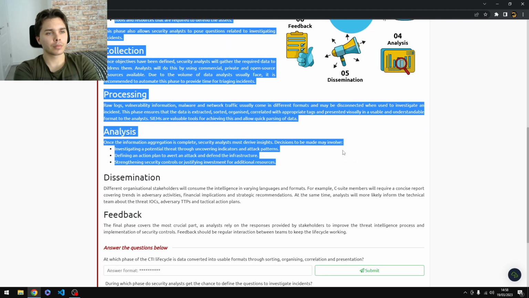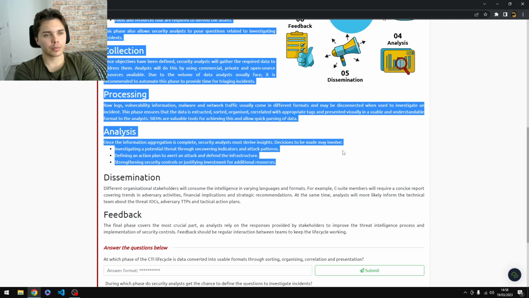Collection: once objectives have been defined, security analysts will gather the required data to address them. Analysts will do this by using commercial, private and open source resources available. Due to the volume of data analysts usually face, it is recommended to automate this phase to provide time for triaging incidents.